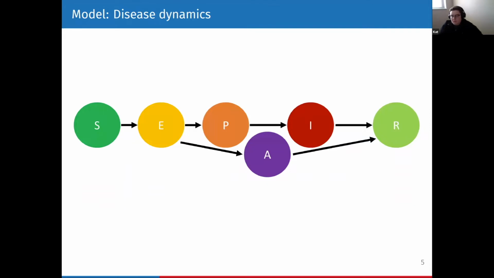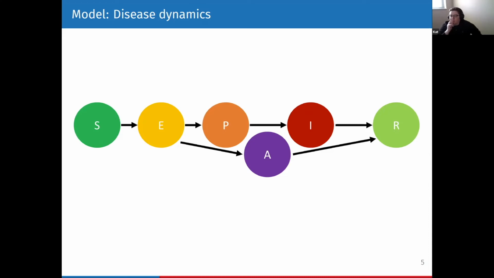Now, the disease dynamics are pretty basic. We start out with people being susceptible. They can become exposed to SARS-CoV-2. From there, because we know that asymptomatic spread is an issue, people can become asymptomatic and infectious and then move into a removed category. Or they can go through this other path, which is exposed to pre-symptomatic, to symptomatic and infectious, and then into the removed category.